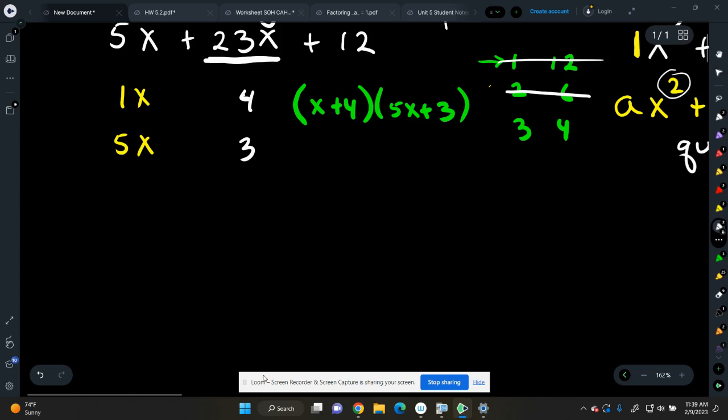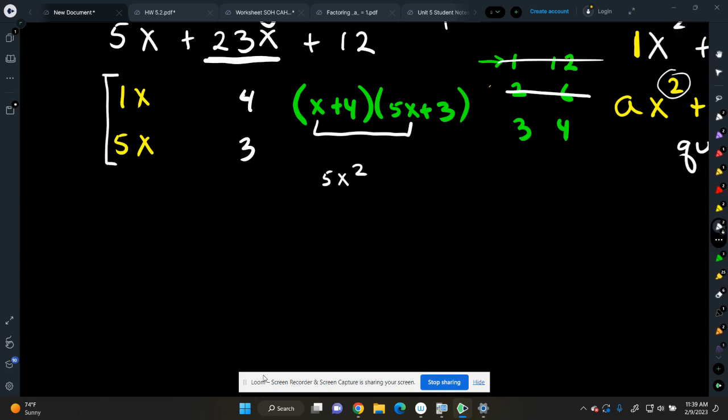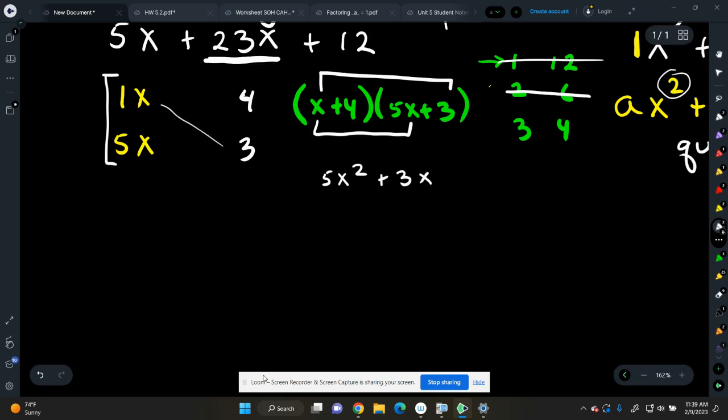Okay? So if I FOIL it, I get x times 5x, which is 5x squared. Well, that's what I did right here, x times 5x, right? And then I go out here and I get x times 3. There's my 3x. Well, that's what happened when I cross multiplied. And then I get 4 times 5x, which is 20x. And that's what happens when I cross multiply. And then I get 4 times 3, which is 12. And that's what I had right here.